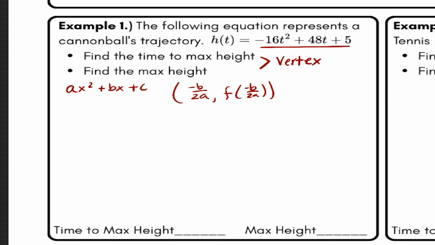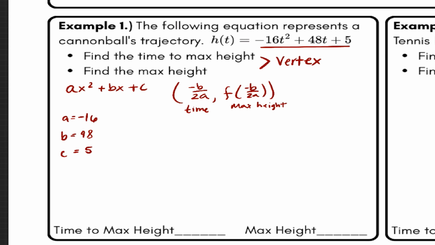So when we're talking about the vertex, this is our time, the time to max height, and this is our maximum height. So we need to find both of them. That said, we're going to identify our A, B, and C coefficients. A equals negative 16, B equals 48, and C equals 5.